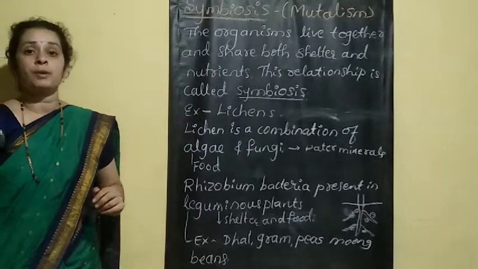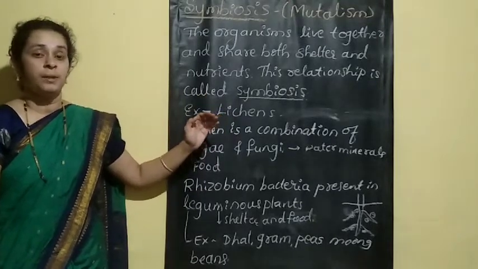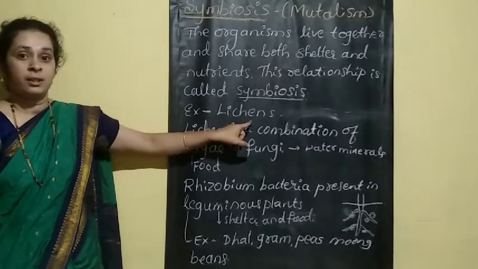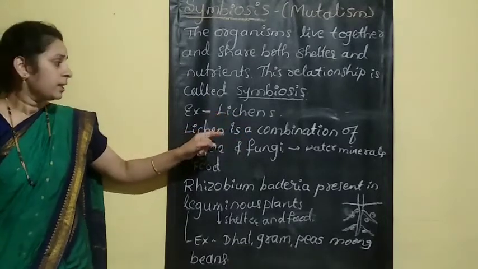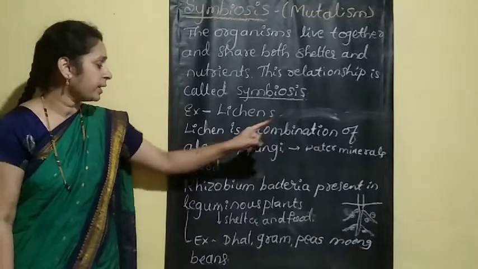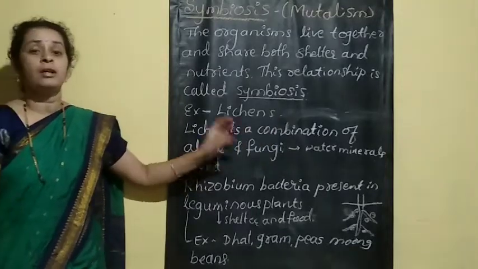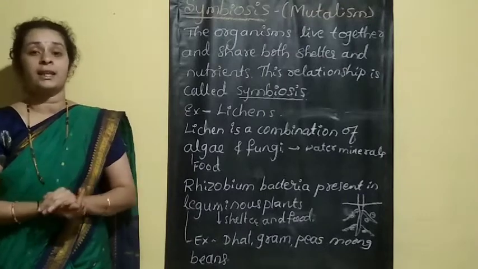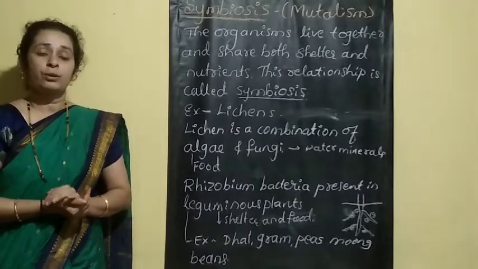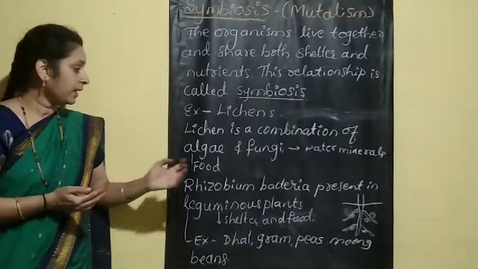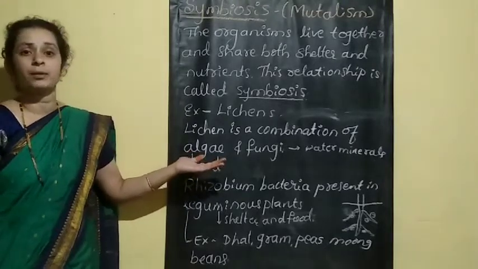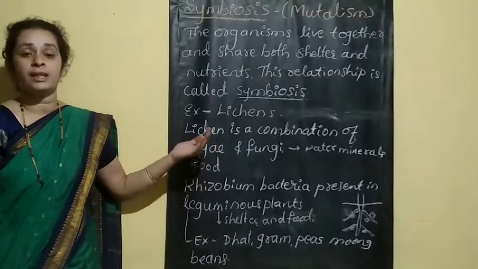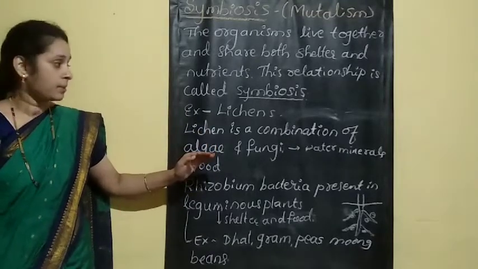A very good example of symbiosis is lichen. What is lichen? Lichen is a combination of algae and fungi. In one organism, you will come across both algae and fungi. And you know about algae: they can prepare their own food. They have chlorophyll, and they prepare their own food with the help of photosynthesis.